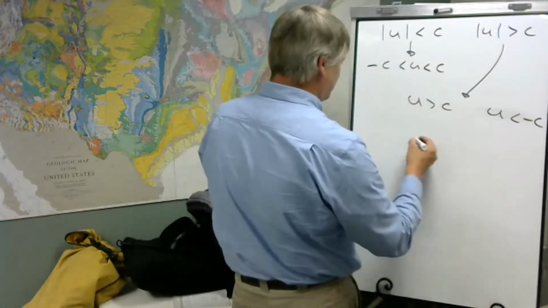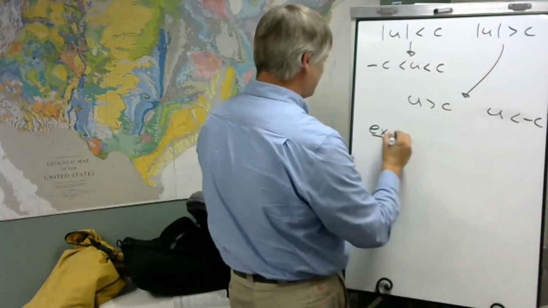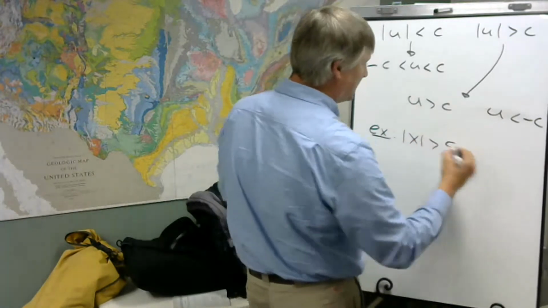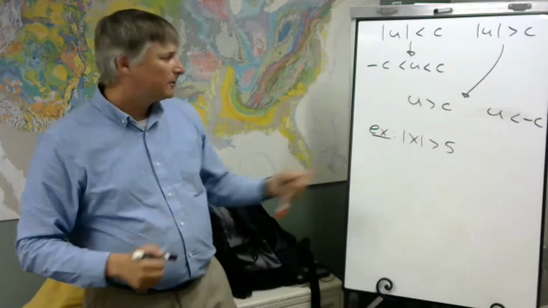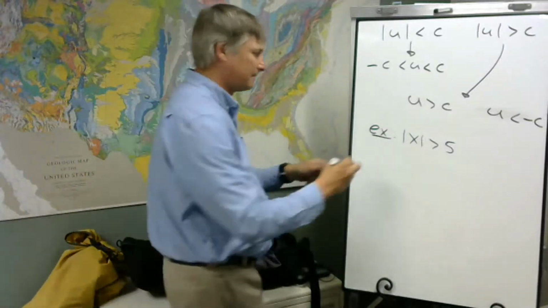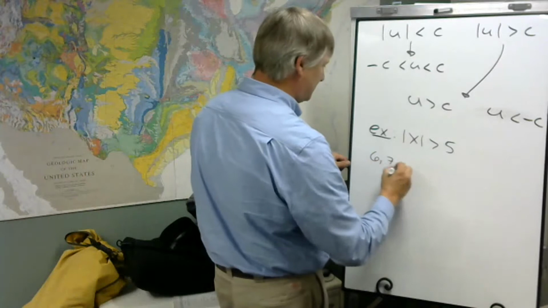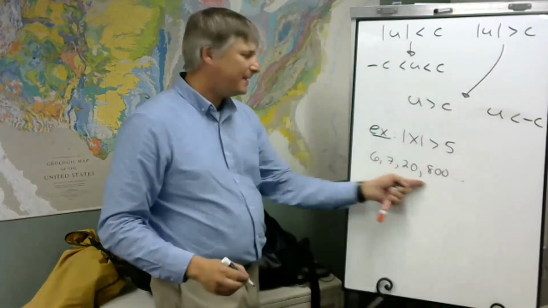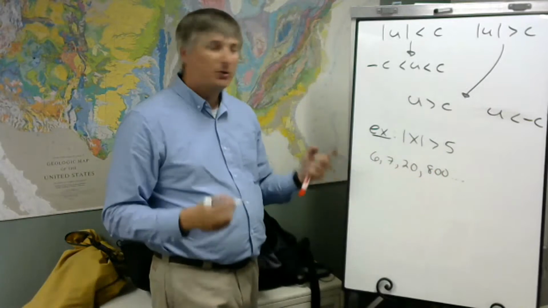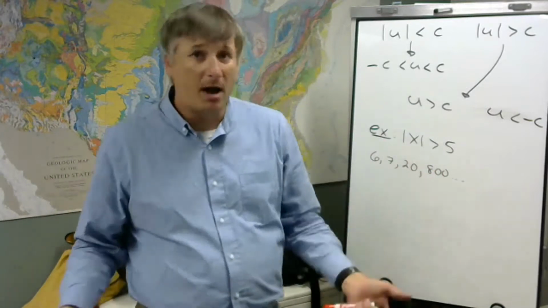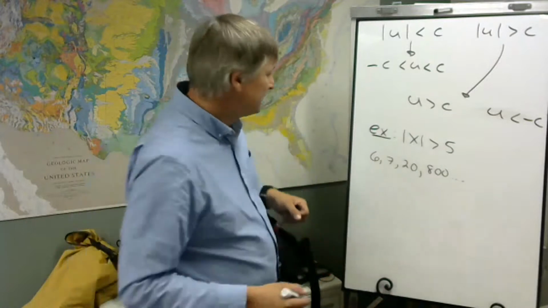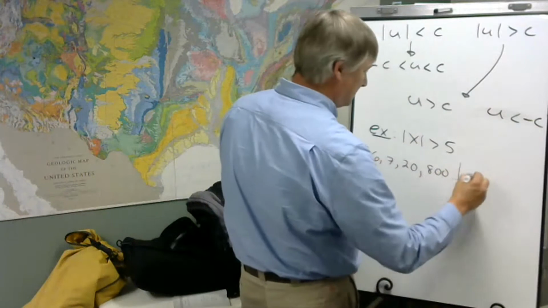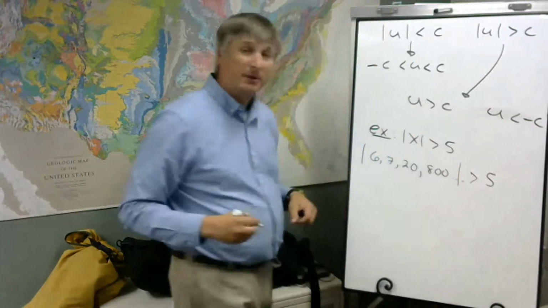Let's say we have x, absolute value of x greater than 5. Well, first off, numbers like 6, 7, 20, 800. If you take the absolute values of these, you're going to get numbers bigger than 5 because the absolute value of a positive number is a positive number. So these are all, you take the absolute value, they're bigger than 5.